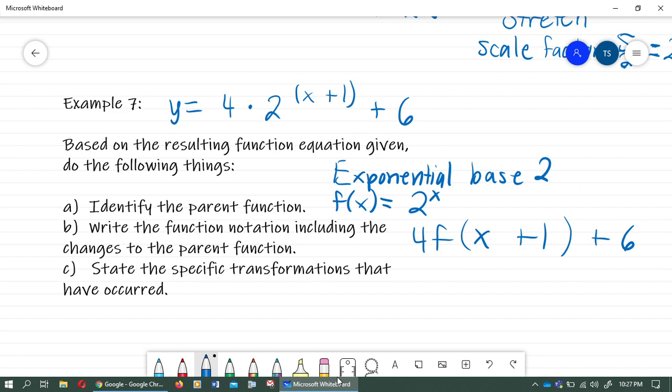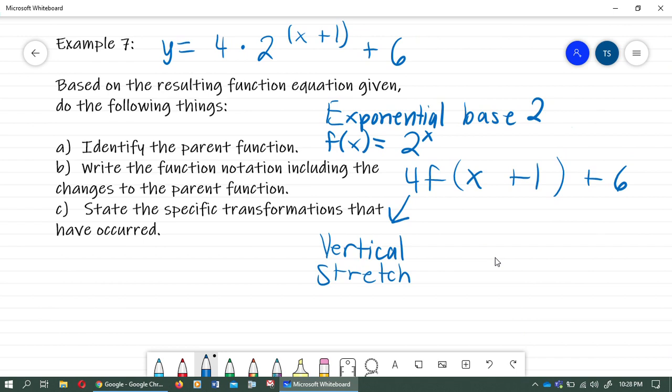Again, guys, there are 3 transformations here. This 4 on the outside is a vertical dilation, and it is specifically a vertical stretch. And the scale factor here is 4 for this vertical stretch. Scale factor is 4.